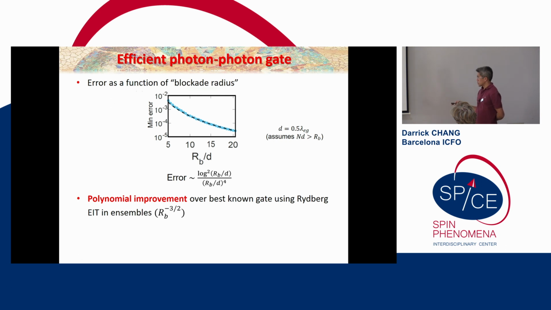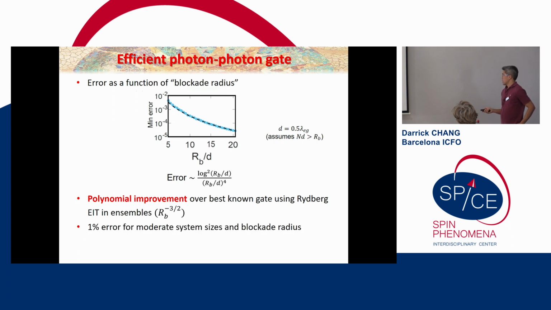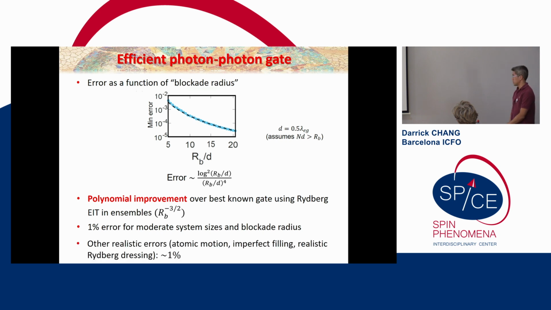So if you care about abstract scalings, this kind of 1 over Rydberg blockade to the 4th power is a significant improvement, again, over what textbooks said was the best answer possible. So far, when I said that you can get the errors to about 1%, I'm only talking about fundamental errors due to scattering into 4 pi and how much you can suppress it. You could ask, what are the extra experimental imperfections that you might have to deal with?